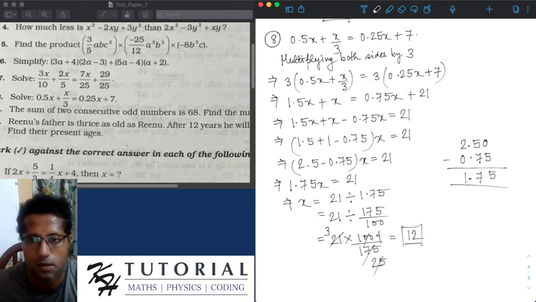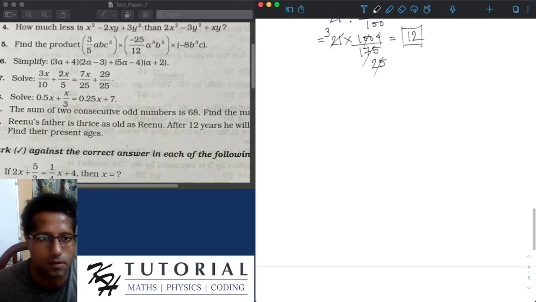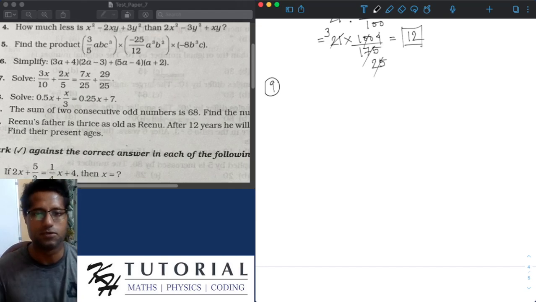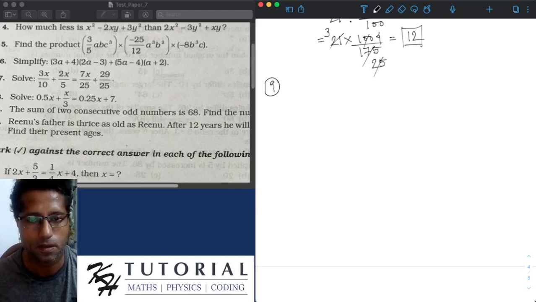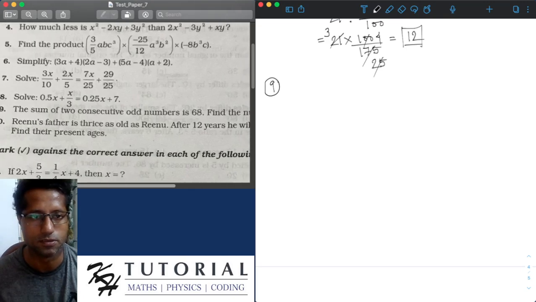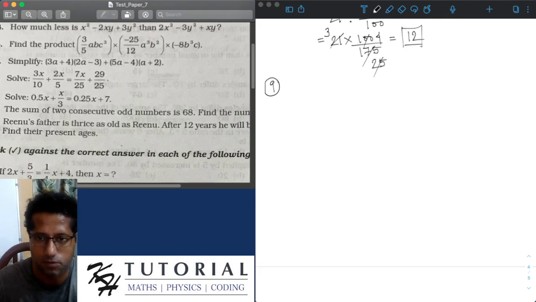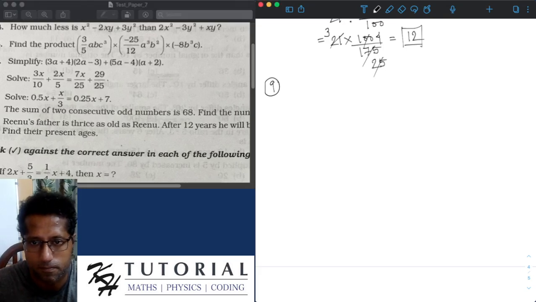Okay, let's see question number 9. This is a word problem, I guess. The sum of two consecutive odd numbers is 68. Find the numbers. Okay, the sum of two consecutive odd integer numbers is 68. Find the numbers.